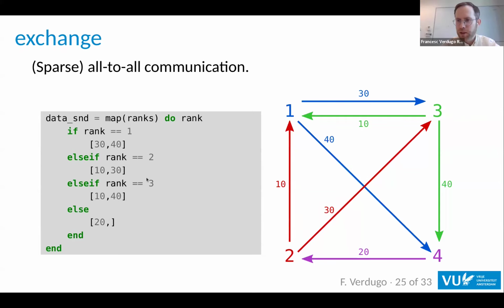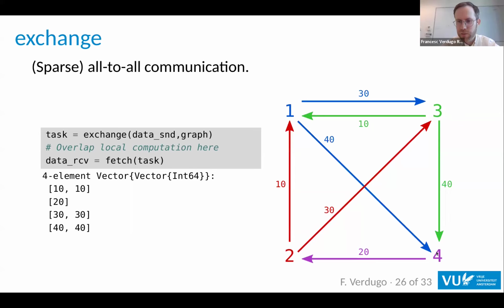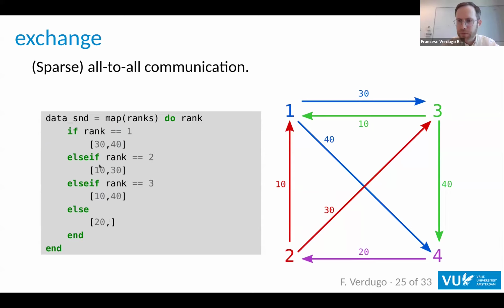And then you also define the data to be sent, to be communicated. In this case, you say, okay, in the first process, I want to send number 30 to my first neighbor. And the first neighbor, if you remember from the previous slide, was process 3. And I want to send data 40 to my second neighbor, which is process 4. And the same for the other ones. So essentially, the send data corresponds to some values on the edges of this graph.